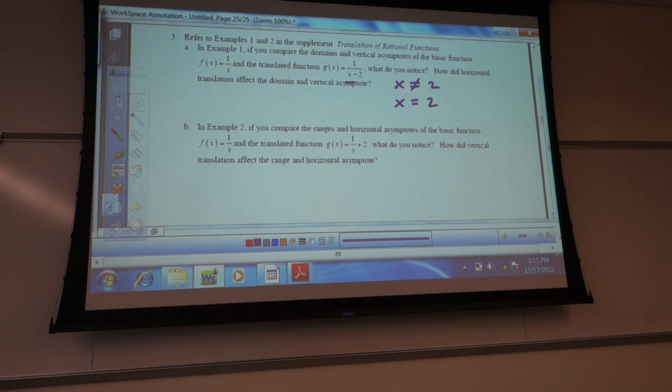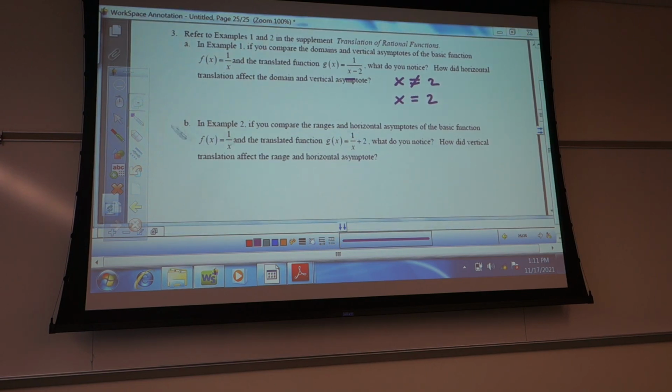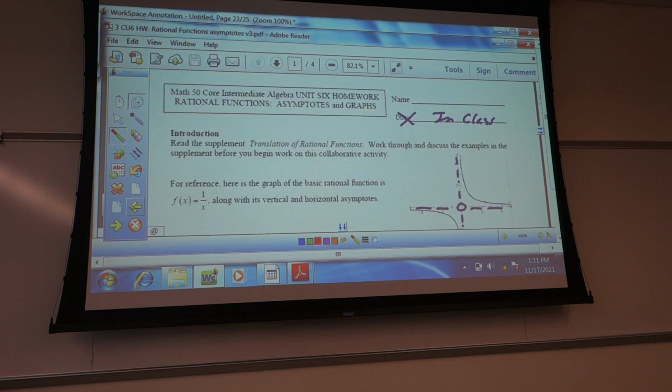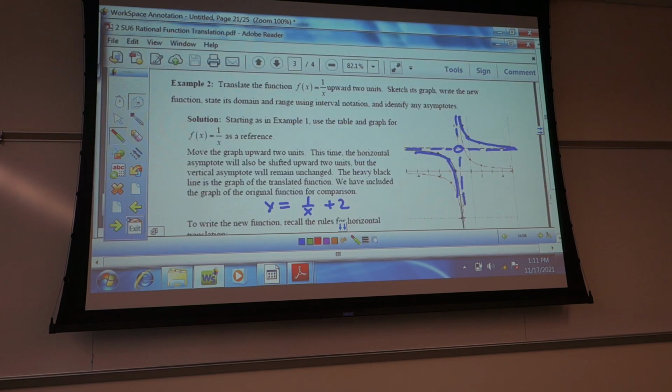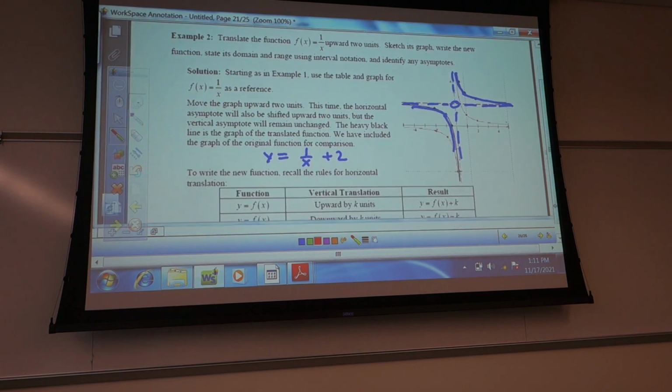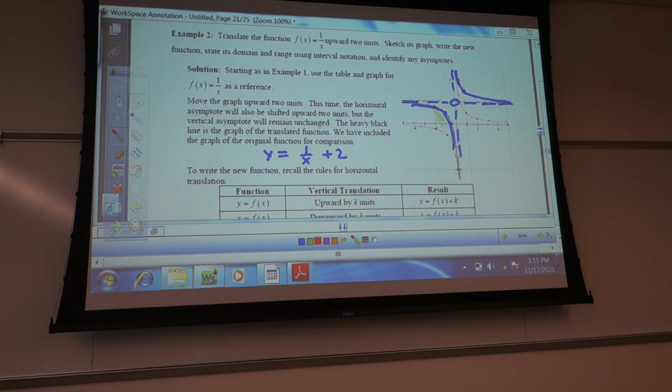In example two, this was our shift right here. What did you notice? This is our shift, this one right here. So what can X not be?